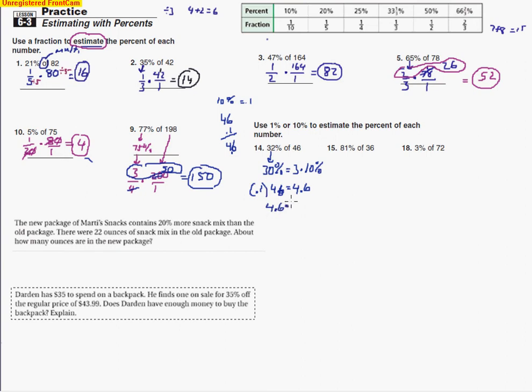And so when we do that, 3 times 6 makes 18. Carry a 1. 3 times 4 makes 12, plus 1 makes 13. And so we end up with 13.8.